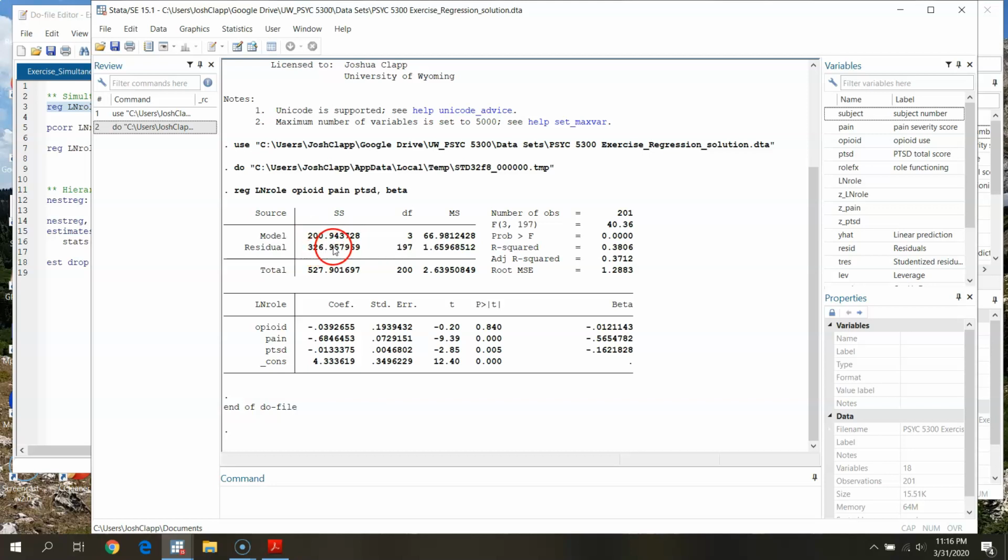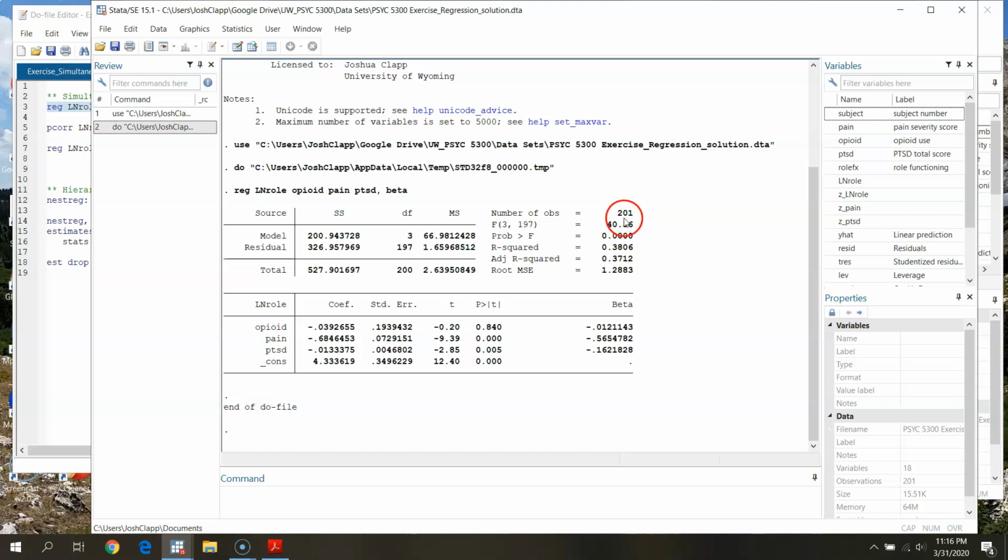Our sum of squares residual is going to give us the sum of the squared deviations between our predicted values and our observed values. So this is our error. This is our total sum of squares: the sum of the squared deviations of our individual y values relative to the mean. And so this runs our ANOVA for our overall model, which is giving us a test of our R squared.